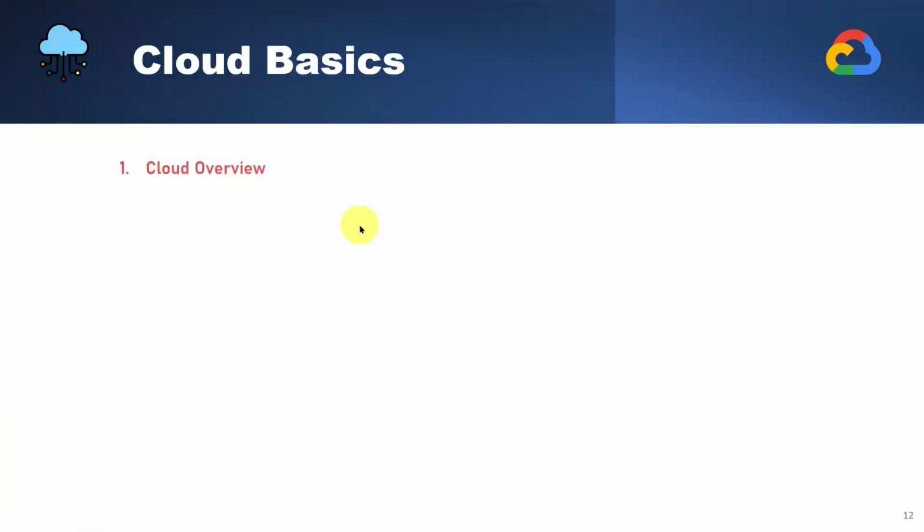In the cloud basics, I would like to talk about the cloud overview. Why we need the cloud platform is our topic tomorrow. What is the difference between on-premises versus cloud platforms? That is what we are going to see. It's a very, very beautiful topic that I'm going to talk about tomorrow.